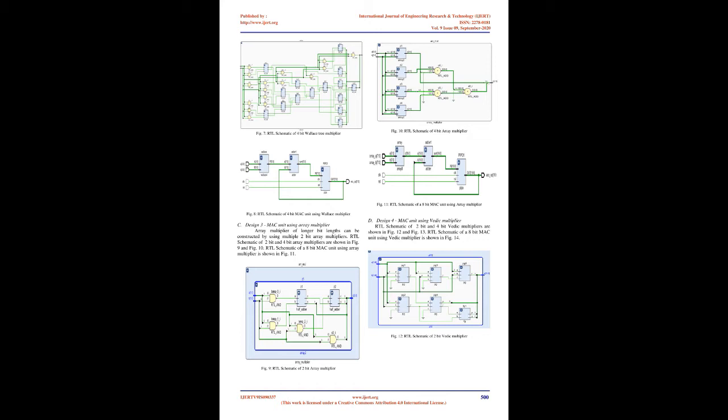Section 2, components of a MAC unit. A MAC unit consists of 3 components: a multiplier, an adder, and an accumulator. Words are obtained from memory locations and passed as inputs to the multiplier. The block diagram of an n-bit MAC unit is shown in Fig 1. The adder computes the sum of the product from the multiplier and the value stored in the accumulator. The output of the adder is passed on to the accumulator.